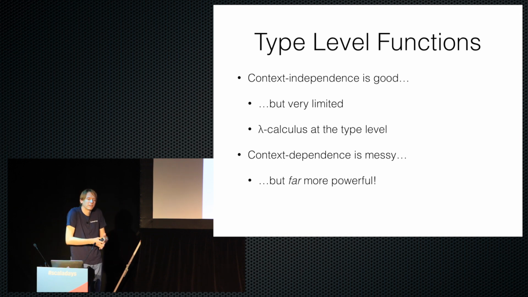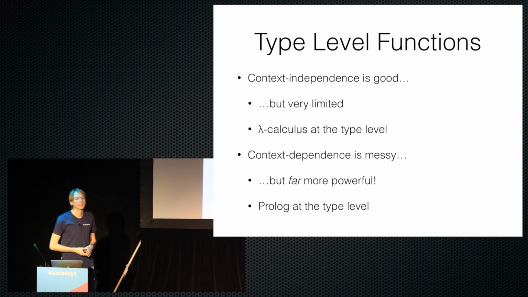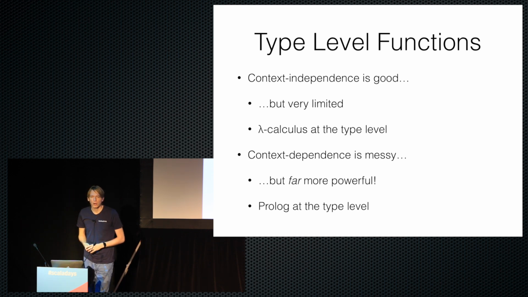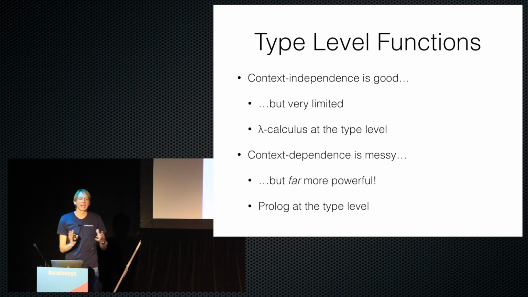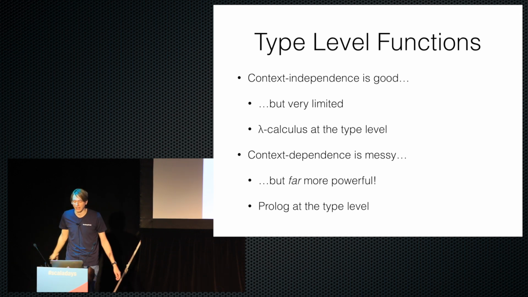Basically, rather than giving us lambda calculus at the type level, which is what type constructors give us, context-dependent functions give us Prolog at the type level. Now, Prolog is still kind of a sideways language to work with, but it's clearly much more powerful and ultimately much more pleasant than lambda calculus, and this is in fact what we're going to take advantage of.